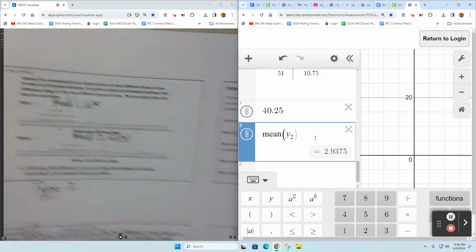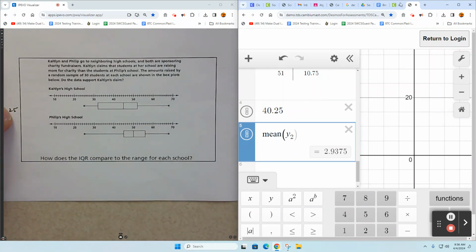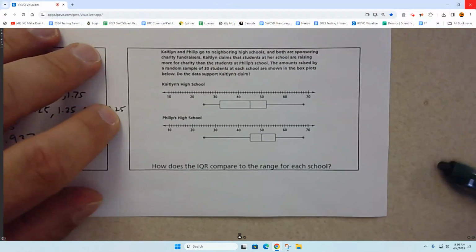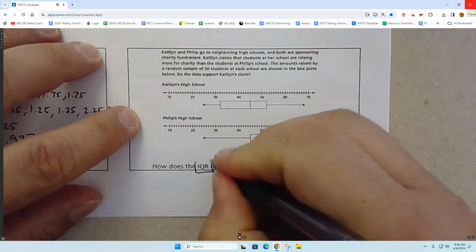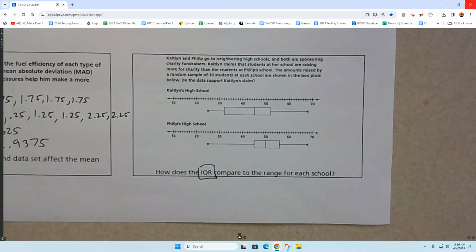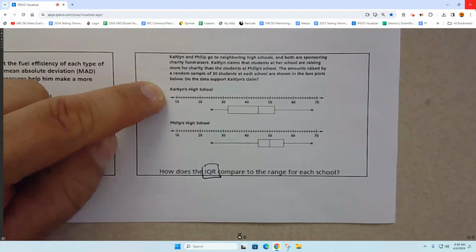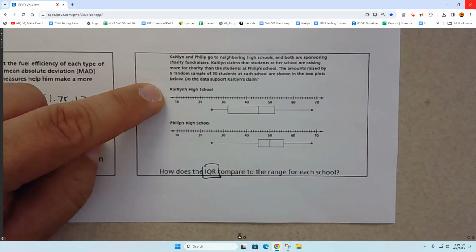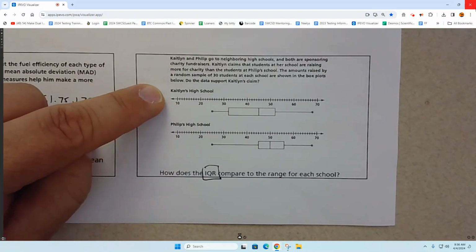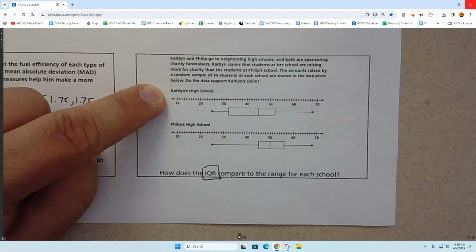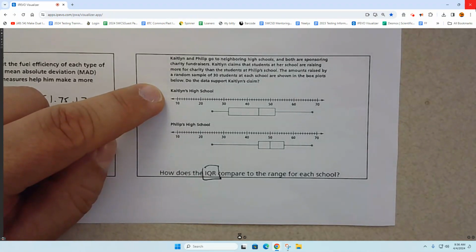Okay, so another type of question we'll see is the IQR, and we've talked about this before. It showed up in one of our warm-ups. Caitlin and Philip go to neighborhood high schools, and both are sponsoring charity fundraisers. Caitlin claims that the students at her school are raising more for the charity than Philip's. So Caitlin claims that she's doing better. The amount raised by a random sample of 30 students, so they didn't collect it from everyone, they just randomly asked 30 students, is shown in the box plot.